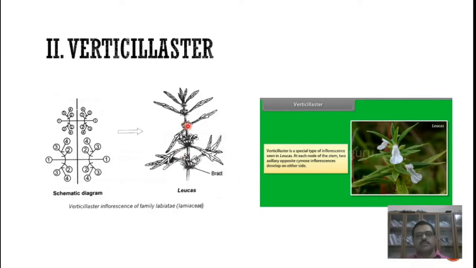And at the nodes, that is the point of formation of leaves, we find clusters of sessile and subsessile flowers.